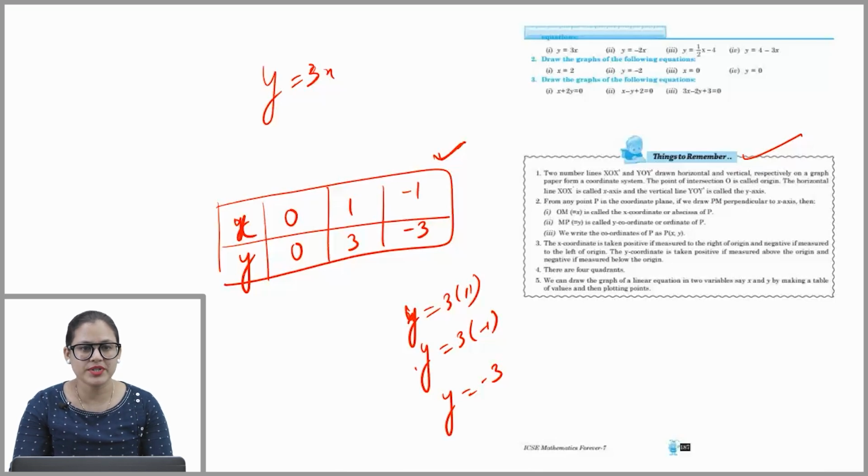4. There are 4 quadrants. 5. We can draw the graph of a linear equation in two variables, say x and y, by making a table of values and then plotting points.